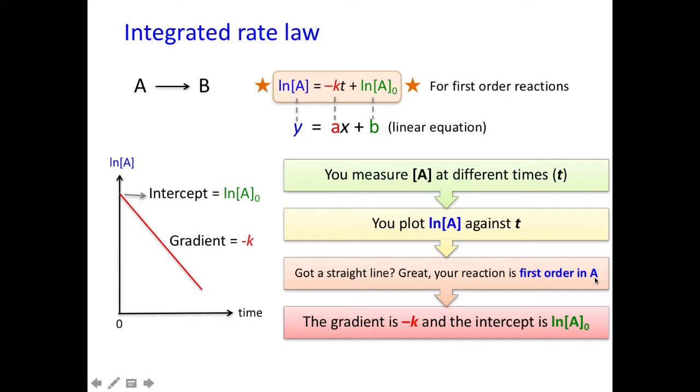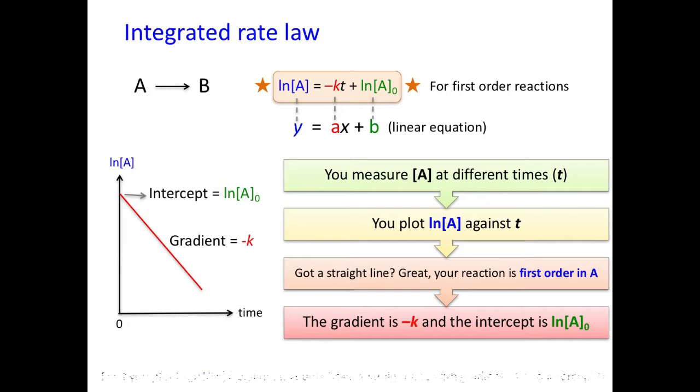If you get the parameters of this fit, if you make a regression here, using Excel for instance, you get the gradient minus k, so you can get the rate constant k, and you can get also the intercept. The intercept is going to be the logarithm of the initial concentration of A, from where you can take the initial concentration of A. From minus k you can derive k. So this is how we use this integrated rate law.